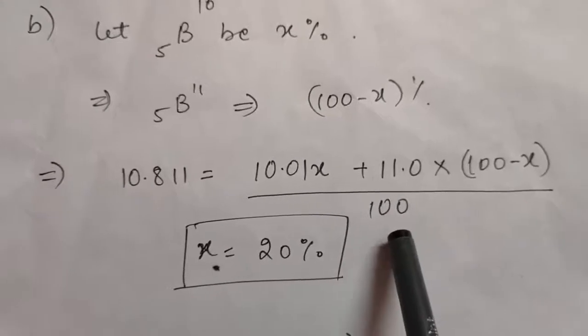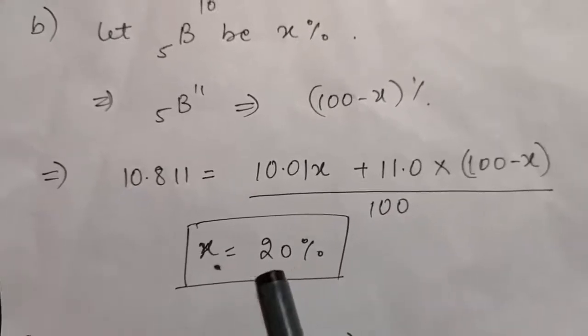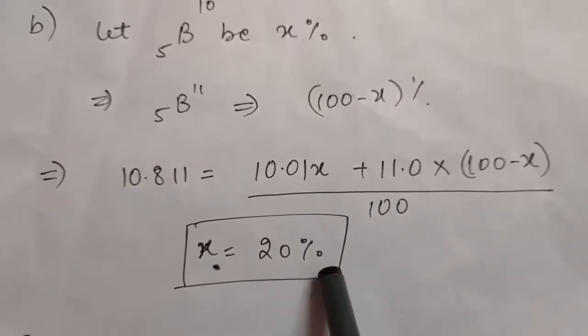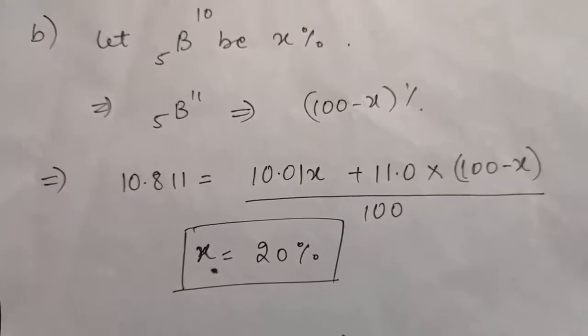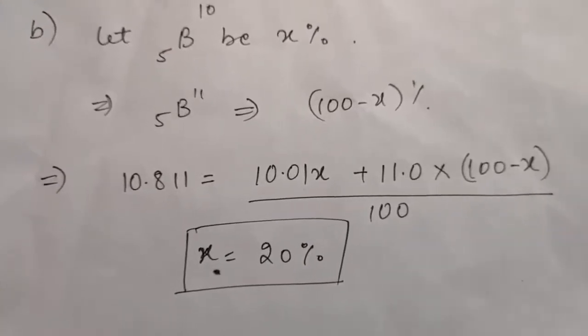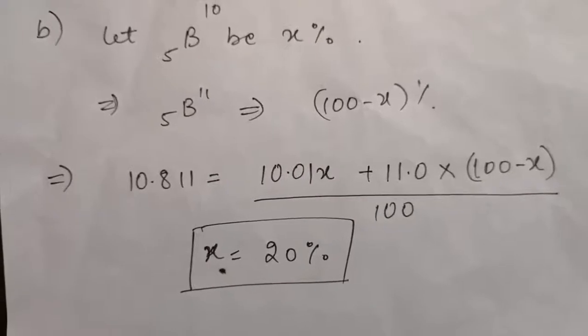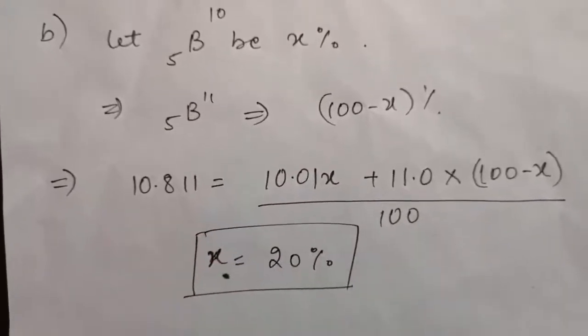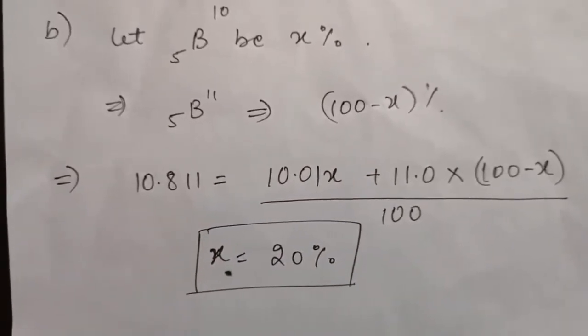Okay, so when you solve it, the abundance for B10 will come to be 20%. And if X is 20%, that means 100 minus X will be 80%. So the abundance for B11 will come to be 80%.